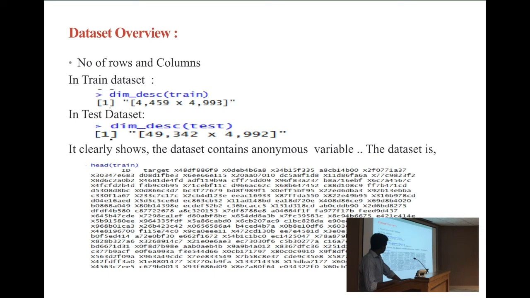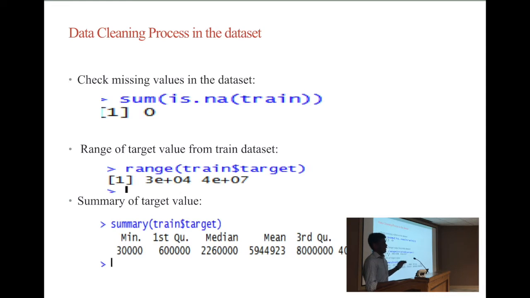After seeing the whole data set, the number of columns, the number of rows, and how the columns are defined, we move on to the data cleaning process. Before that, first you need to find out whether there are any missing values or not. From this process you will get clean data for your model.